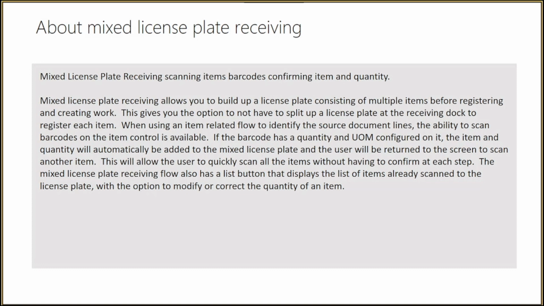This allows you and the users in the warehouse to quickly scan all the items without having to confirm at each step. So the mixed license plate receiving flow is now way faster, and it has a list button as well. Imagine you just keep scanning, and behind the scenes, the system figures out for you what you are basically receiving. It could be the barcode of the item. You can also add it manually if for some reason your barcode doesn't work. So you can add the item ID manually, but you should also think that if you are scanning very fast, sometimes you might have scanned the item twice, so you want to correct.